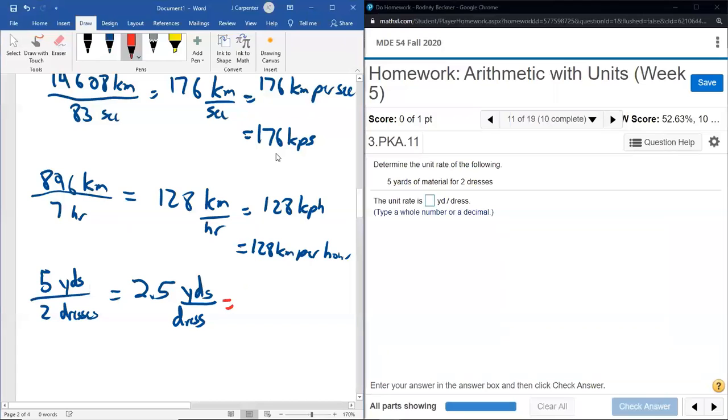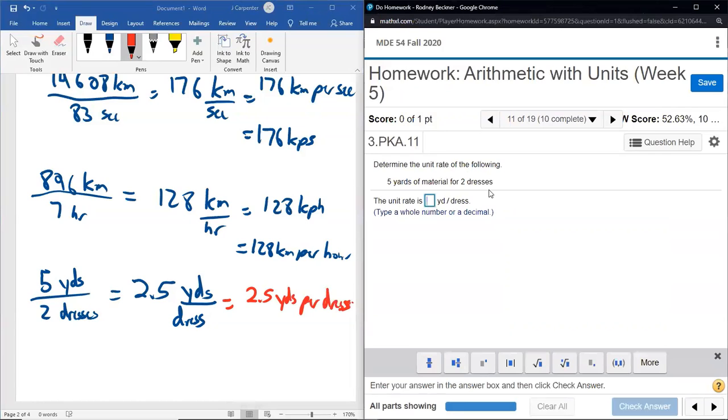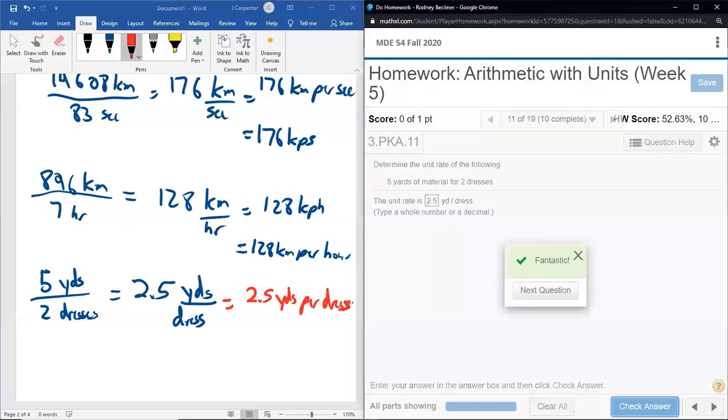And per usual, ignore the color change. You could write it with words. I don't think there's any formal abbreviation for yards per dress. So that'd be 2.5 yards per dress. Sounds good.